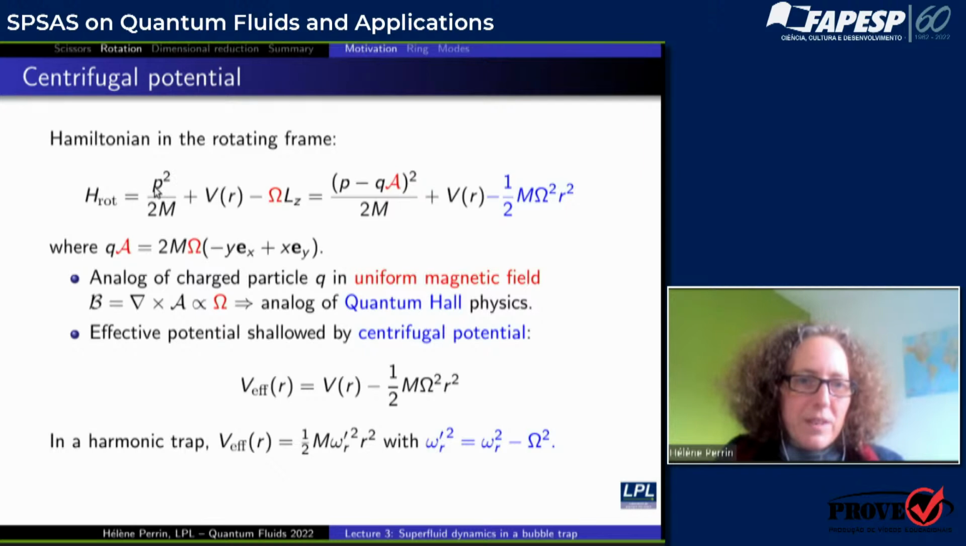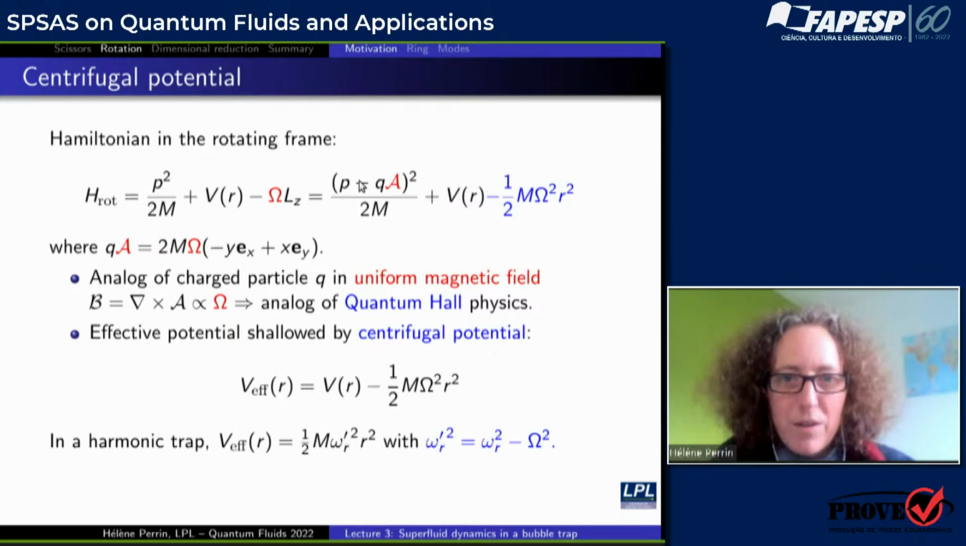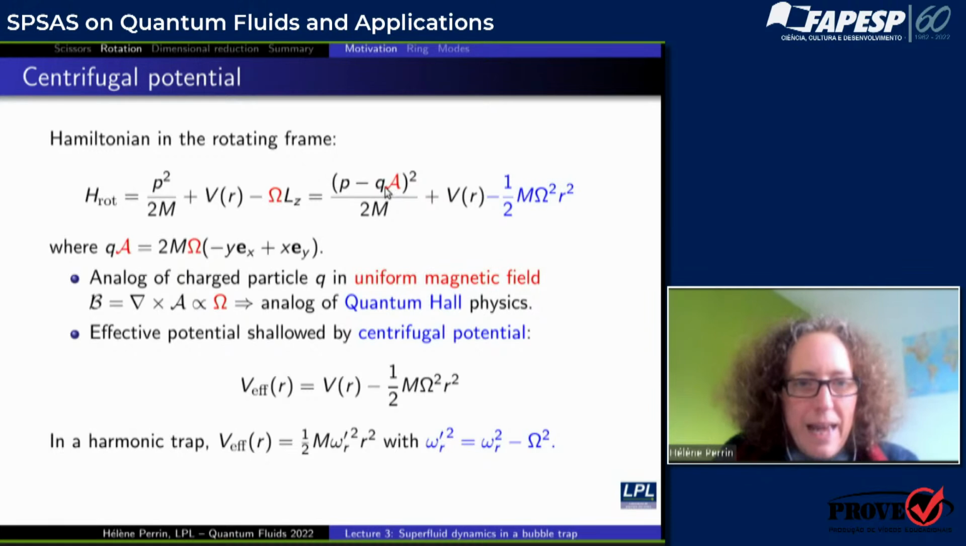And this one I can also recast under this form, where you recognize exactly the same thing as an electron in the presence of a magnetic field, with the charge of the electron and the vector potential for the magnetic field. And so the system is analogous to a 2D electron gas in a magnetic field. So this is why it is called a gauge field.